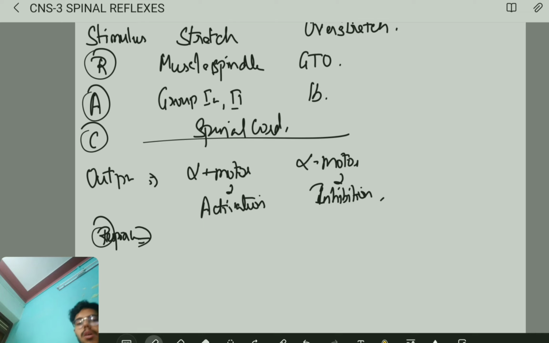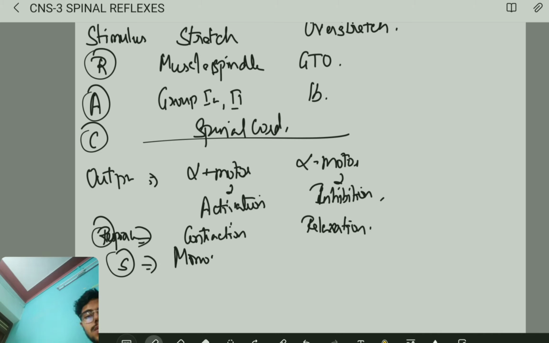What is the response? Yes, it is contraction. There in the inverse it is relaxation. Last one, you all know synapses. Yes, it is monosynaptic, and in inverse it is disynaptic. That's it. If you know this, it's enough.